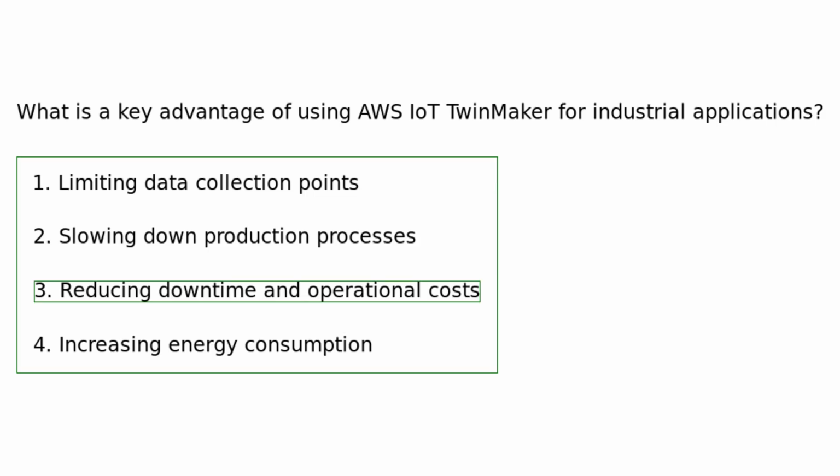A key advantage of using AWS IoT TwinMaker for industrial applications is reducing downtime and operational costs by enabling predictive maintenance, process optimization, and efficient remote monitoring.